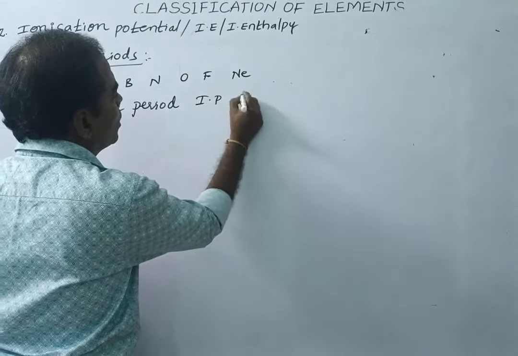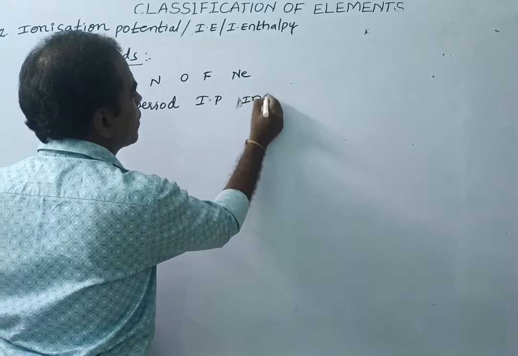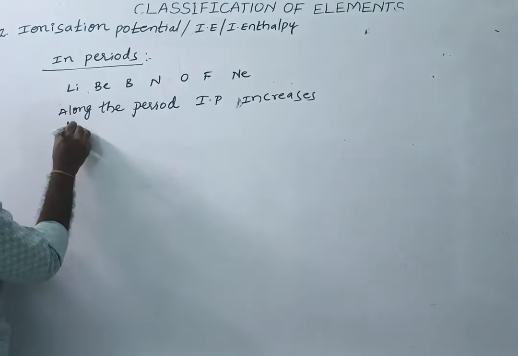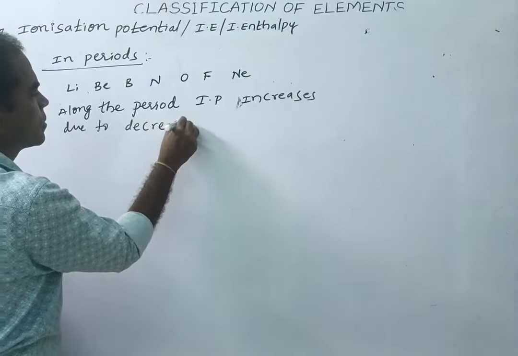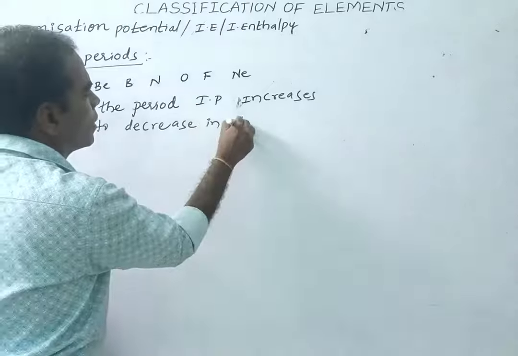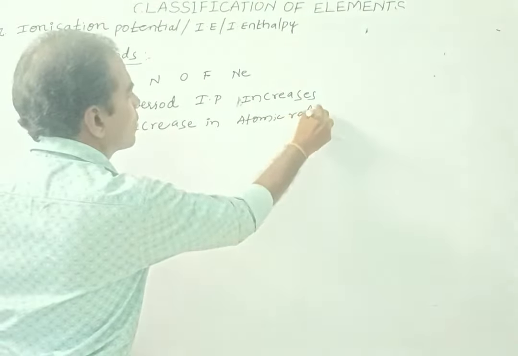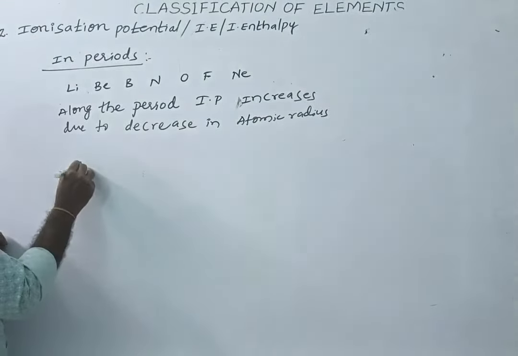ionization potential increases due to decrease in atomic radius. Right? Yes, we can represent like this.